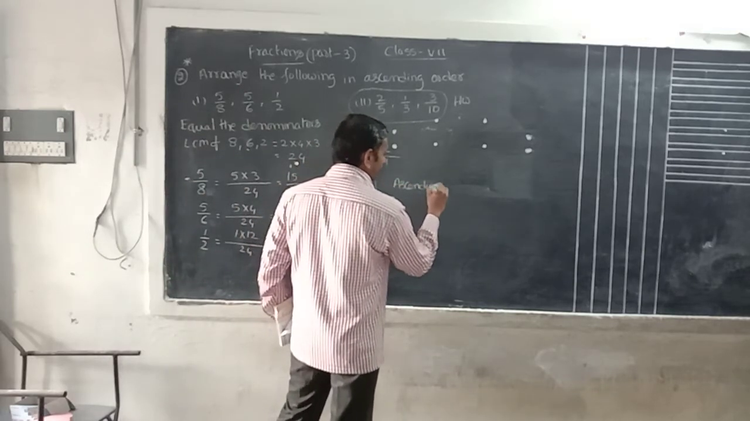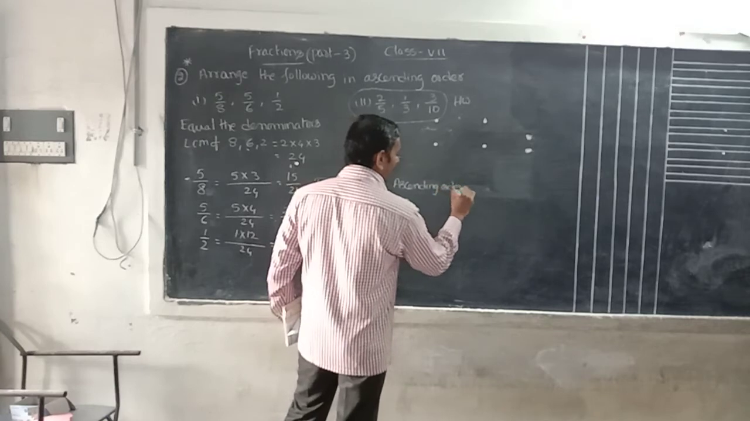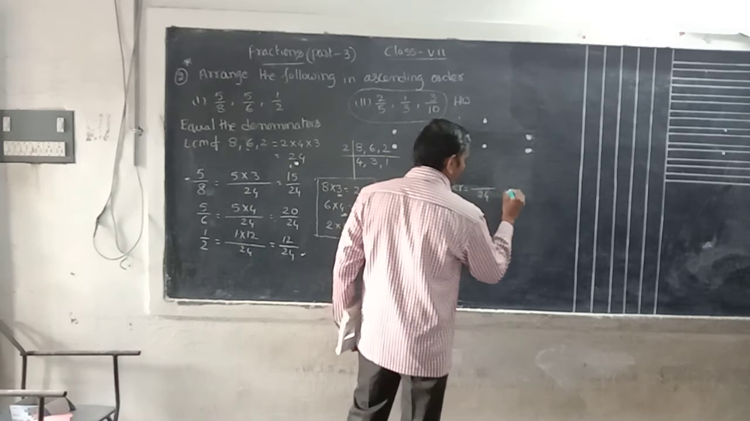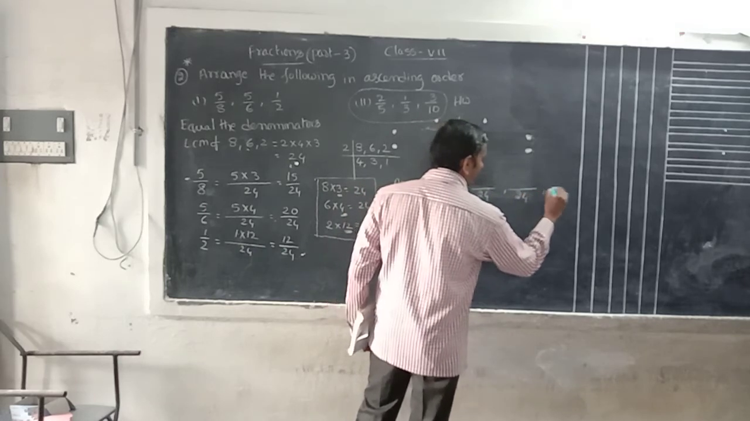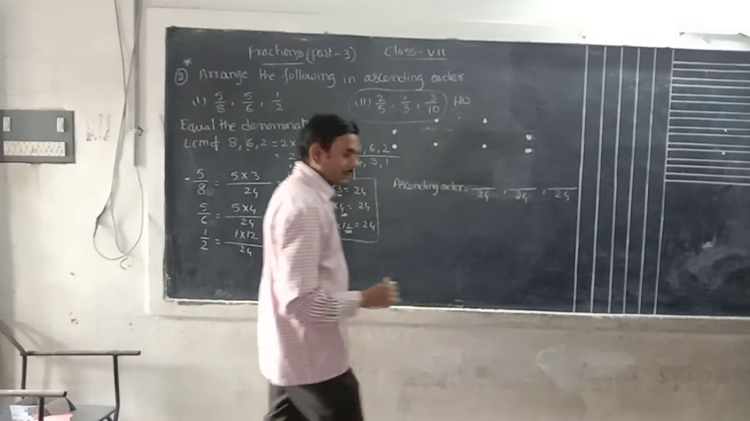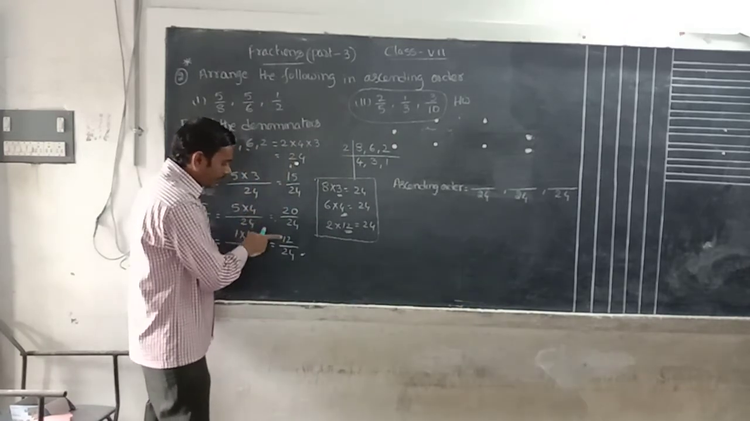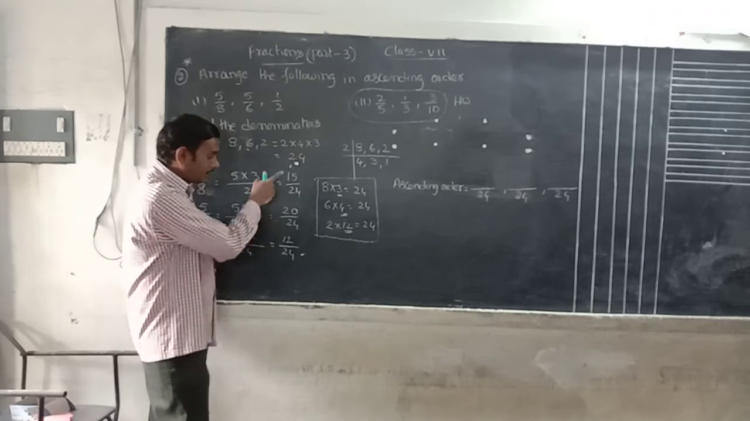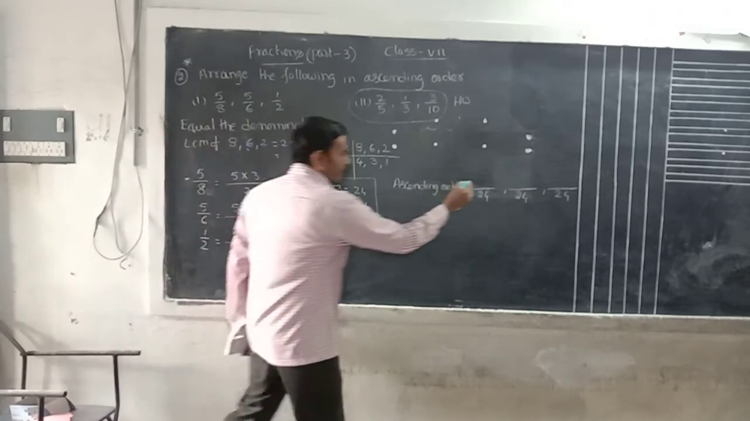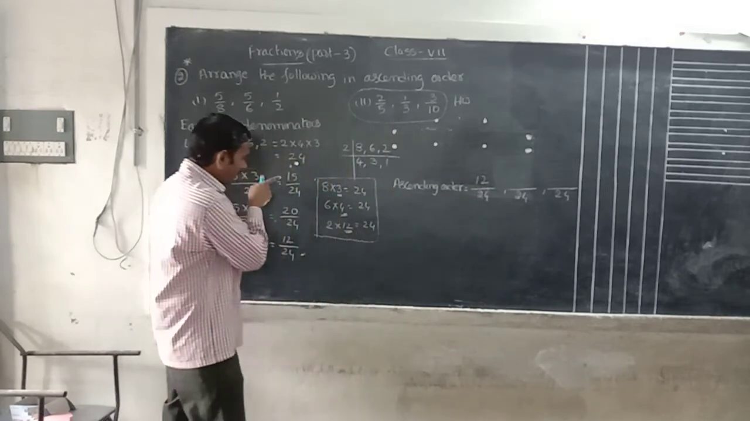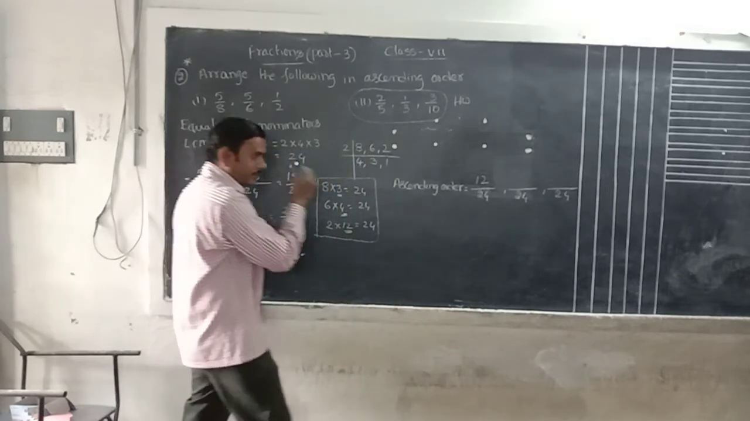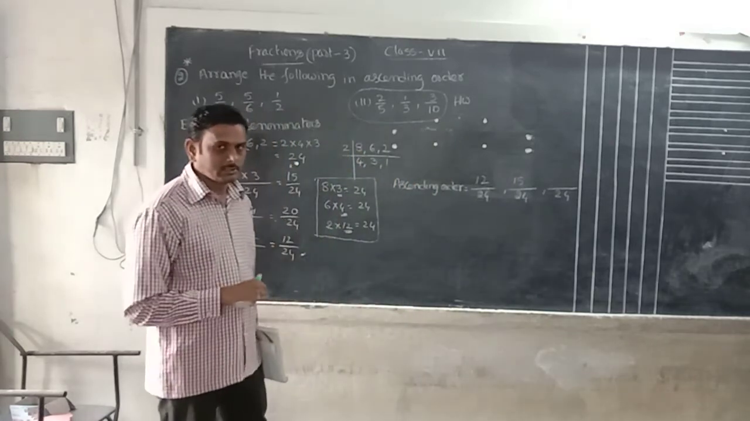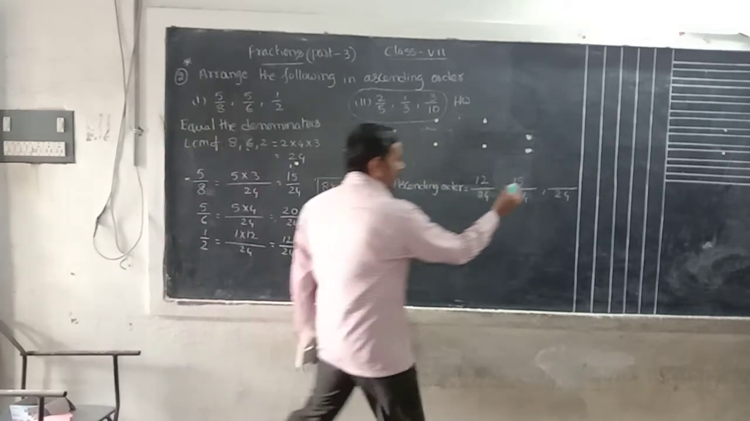Now we will write in ascending order, with denominator 24. There are 3 fractions. What are the numerators? 15, 20, 12. Which is smaller? 12, so 12 by 24. Of the remaining 15 and 20, 15 is smaller. Ascending order means we arrange from small to big. Next is 20.